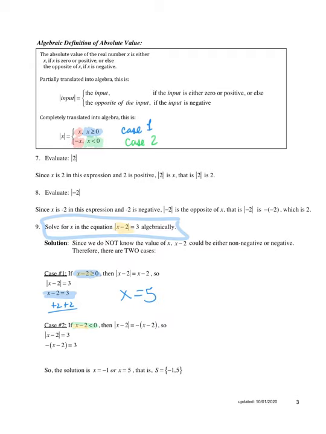Our second case is when it's negative. Now remember, if the input is negative, we have to take the opposite of the input. So if we take the opposite of the input, we're dropping the absolute value, but we're taking the opposite. One way that you can do this quickly is if I divide both sides by -1, what does this give me? It gives me x minus 2 is equal to -3.